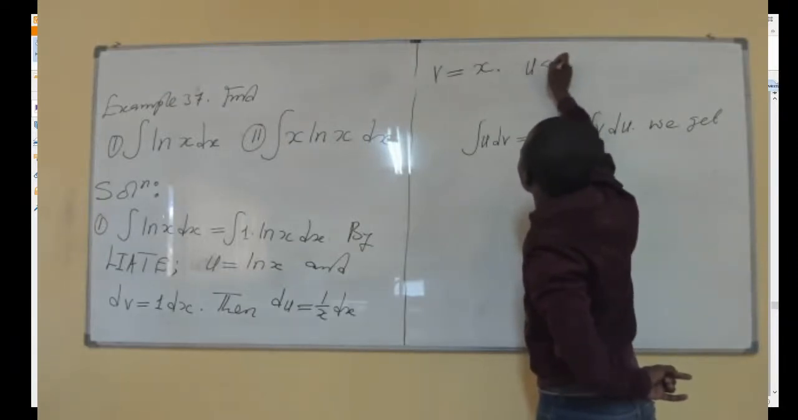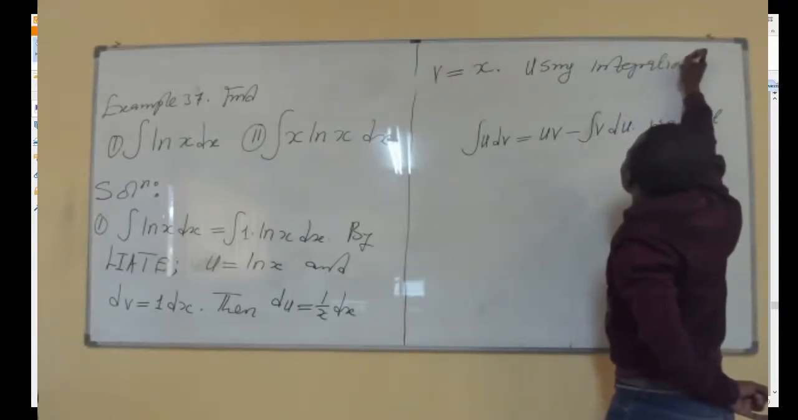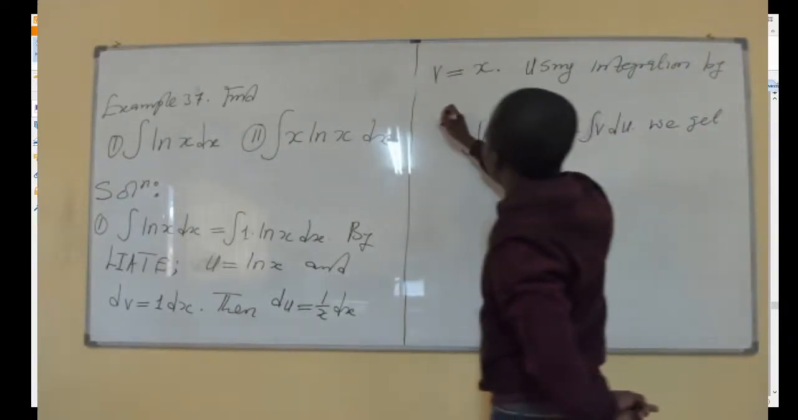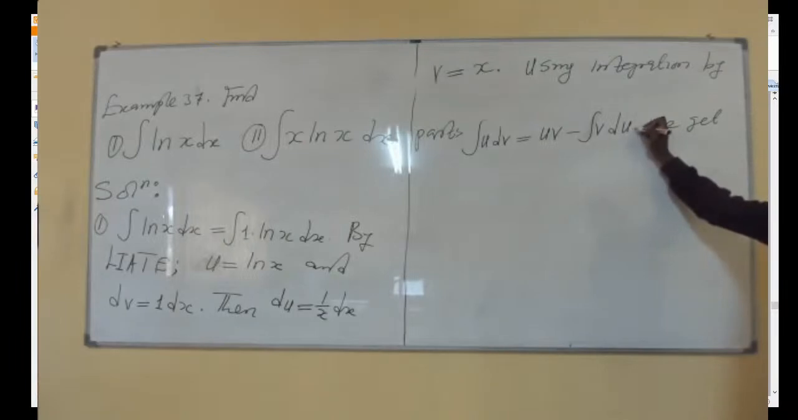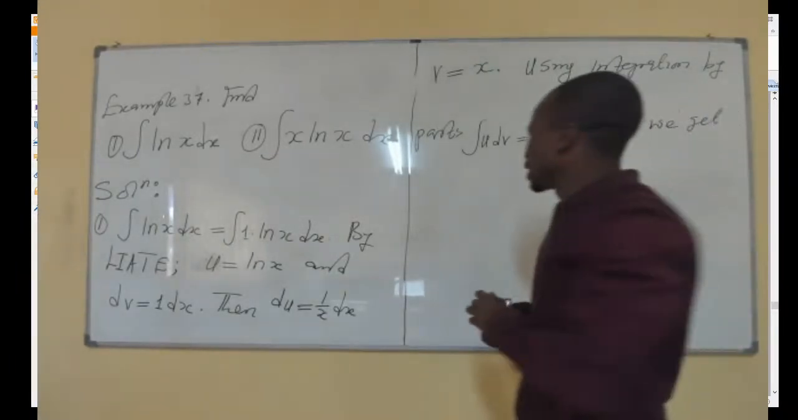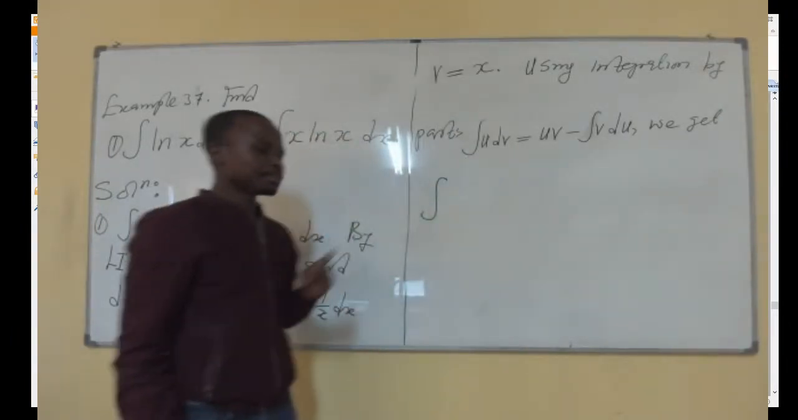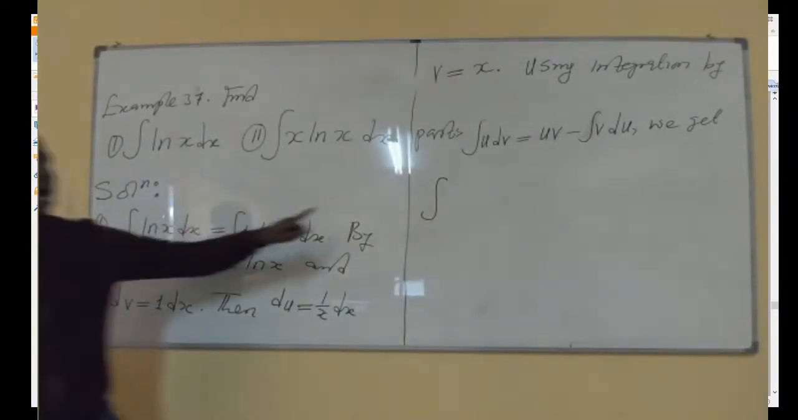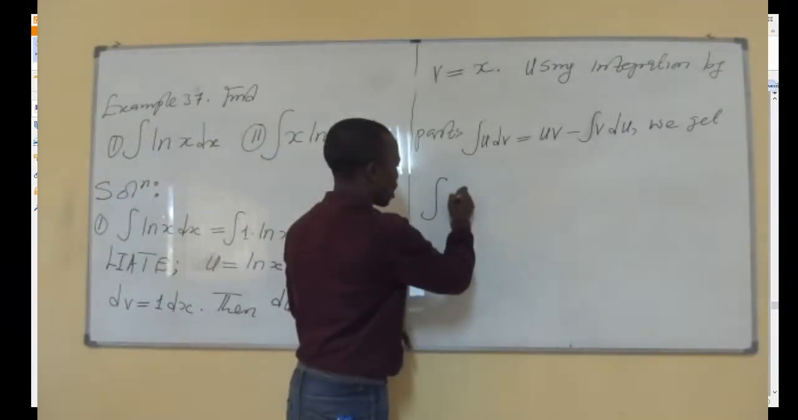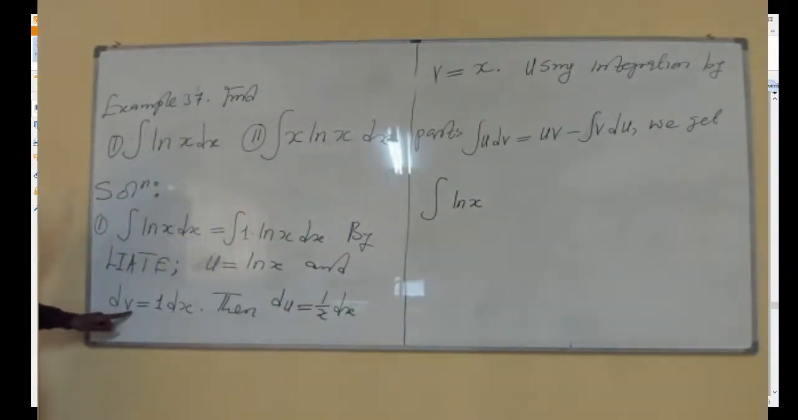Now, using integration by parts, which is this formula, what do we get? So in the integral, what is our u? Our u is ln of x. Our dv is equal to 1 times dx, which is just dx, isn't it?